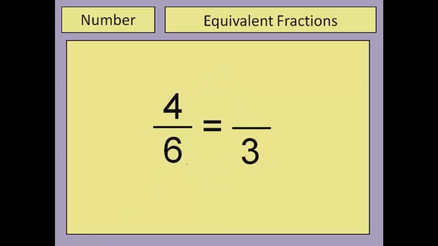And one final one that's slightly different. To get from 6 to 3, the link isn't times anymore. It's a divide, but that's okay. It's divided by 2, because 6 divided by 2 is 3. You've just got to make sure again you're consistent with what you do on the top. 4 divided by 2, because that's the rule to keep these two equivalent. 4 divided by 2 is 2. So 4/6 is the same as 2/3.